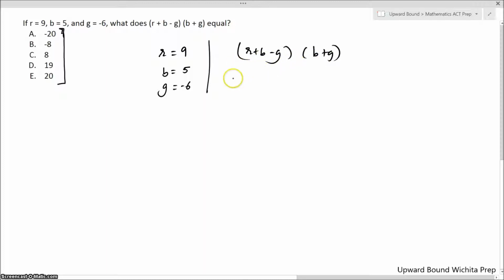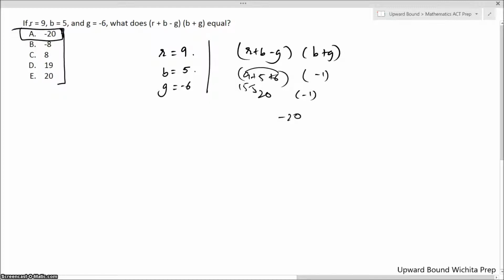What is R plus B minus G? So minus G makes it positive, so you have 9 plus 5 plus 6. This is going to be 20, because 9 plus 6 is 15, and 15 plus 5 is 20. And B plus G is simply going to be -1. So 20 times -1 is -20, and that is what your answer is.